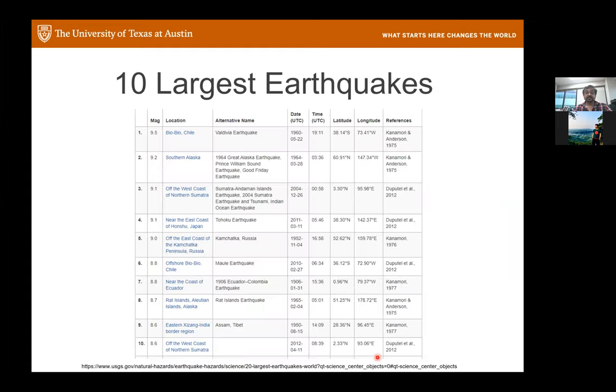So here is a table that lists the 10 largest earthquakes. The largest one that we have experienced in our history is the Valdivia earthquake from Chile. This was magnitude 9.5. It was in 1960. And if you go down the list, there's the Tohoku earthquake, and of course there's the magnitude 9.1 Sumatra earthquake of 2004.